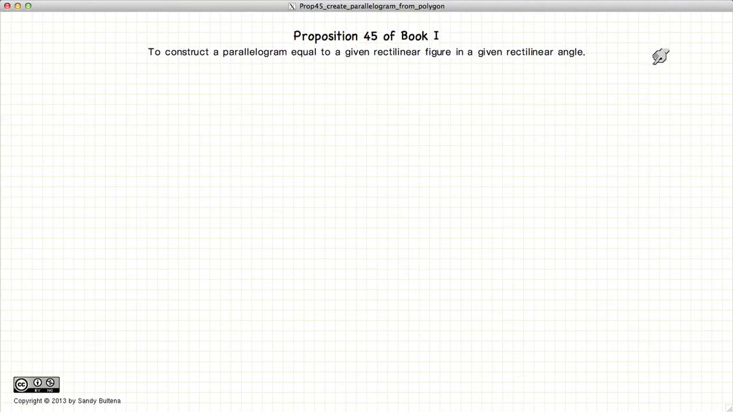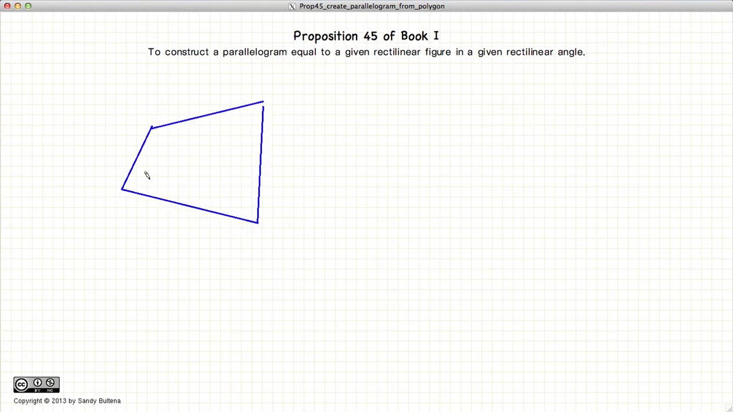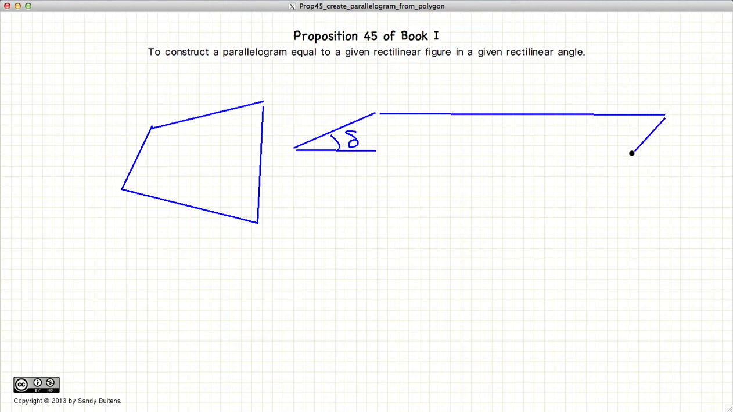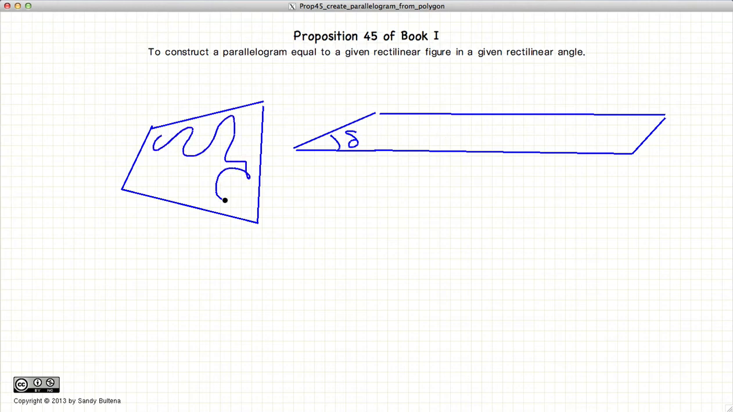This video presentation is going to be on Proposition 45 of Book 1, which gives us the instructions on how to draw a parallelogram with the following conditions. We have a four-sided figure, an arbitrary four-sided figure. We have a specified angle. And this proposition will give us the instructions on how to draw a parallelogram such that the area of the parallelogram is equal to the area of our original four-sided figure.